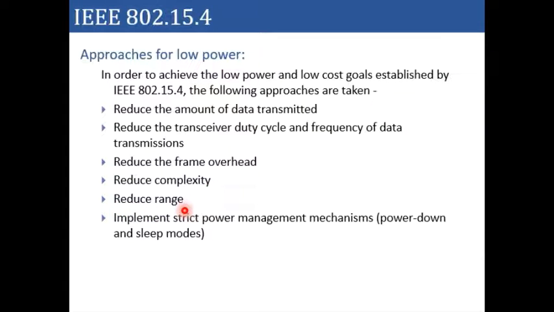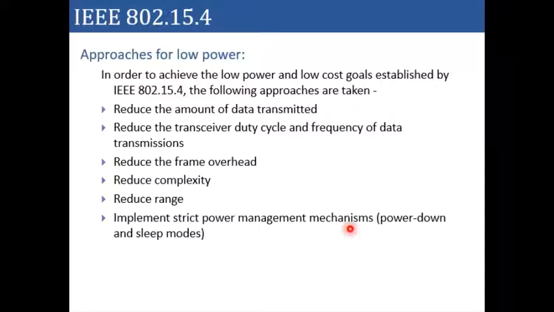Reduce the range. If you want to send data over a longer distance, you need more power, and since power is the constraint in wireless sensor nodes, the range of data transmission is reduced so that energy can be conserved, or less energy is utilized in data transmission.